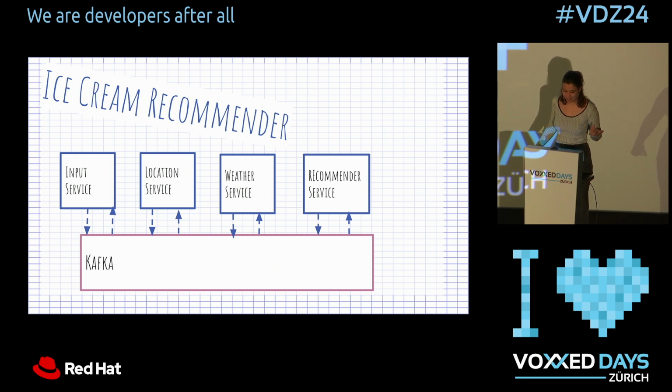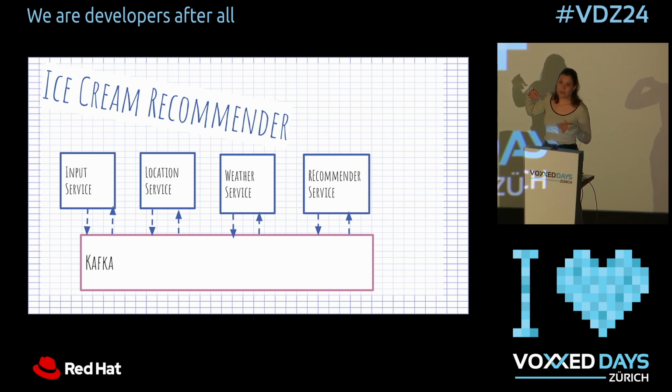I love ice cream, I said that already, and I first thought I'd build an ice cream factory, but I couldn't really wrap my head around the logic, and then I decided, wait, I also have a hard time choosing ice cream flavors, so I built myself an ice cream recommendation service. I have some input data that I give to the input service, and then based on the location, I need to get some geodata, the longitude and latitude.